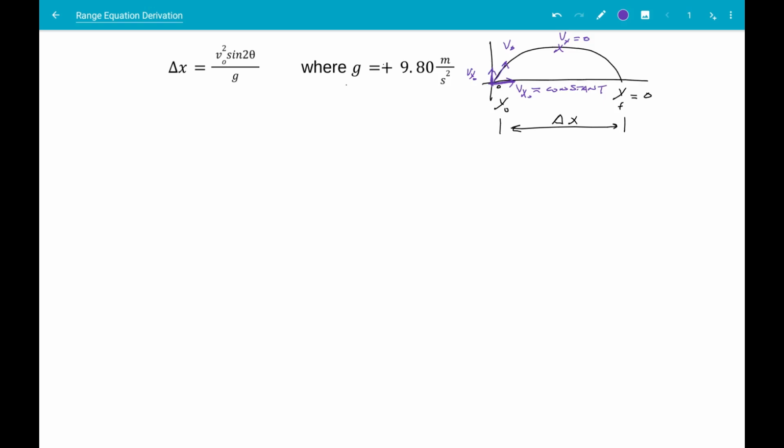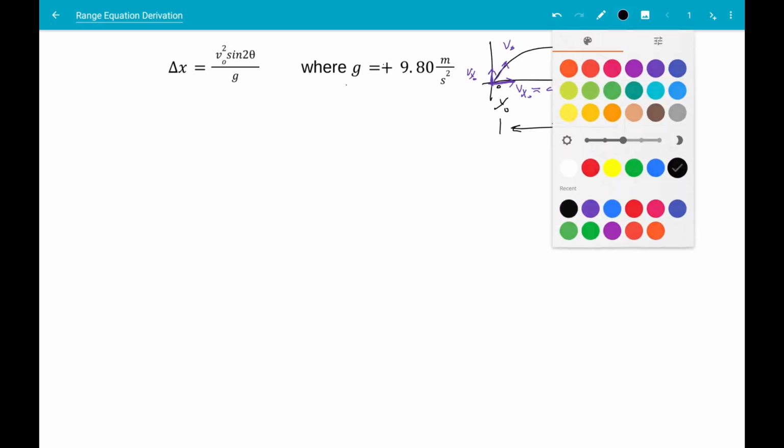Good review. Next, these are component vectors that make up v naught. If you've forgotten or don't know, vx naught is equal to v naught, the initial velocity, times cosine theta, while vy naught will be v naught sine theta. So far good? All right, let's take a look at how this is all going to come together.